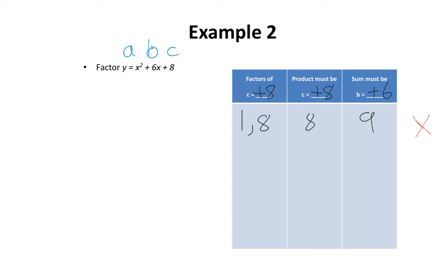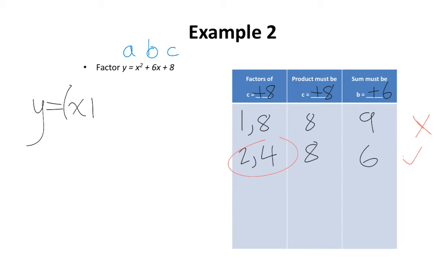Let's think of another two factors of positive 8. Well, I can think of 2 and 4. The product must be positive 8. Well, 2 times 4 is 8, so that works. Their sum must be positive 6. Well, 2 plus 4 is 6. Looks like these factors are good. So we're going to write our parabola in factored form. I'm going to have x plus 2 multiplied by x plus 4. We got the values of 2 and 4 from the very first column of our little chart.